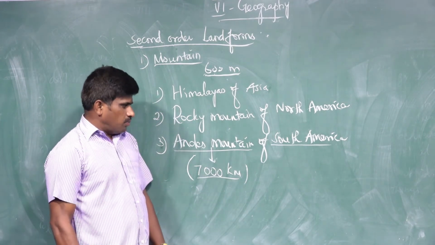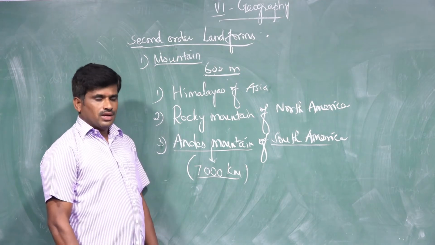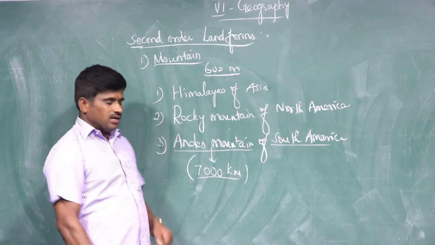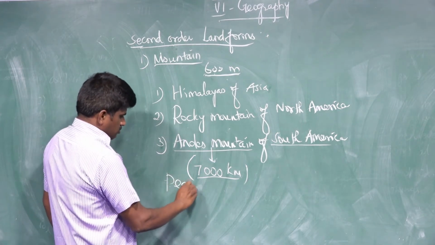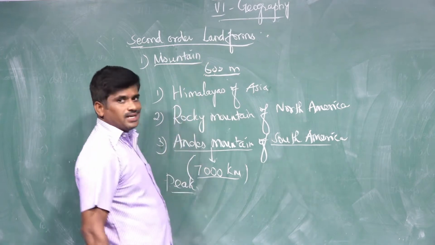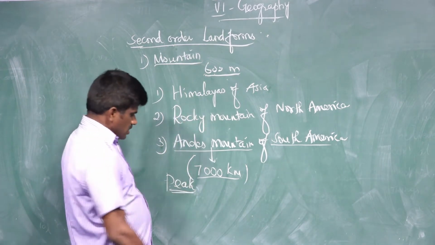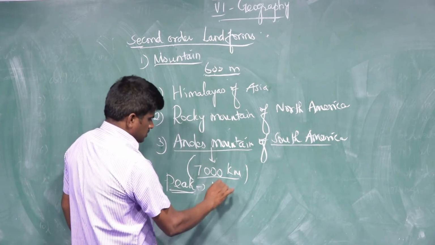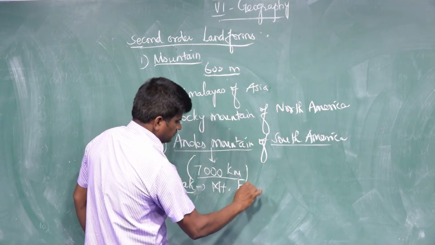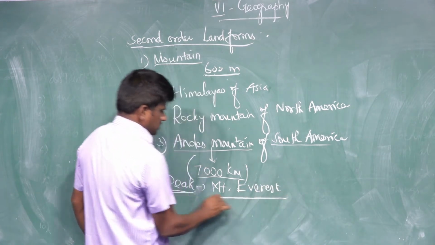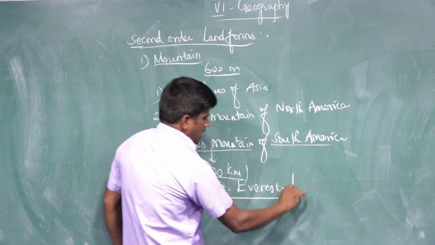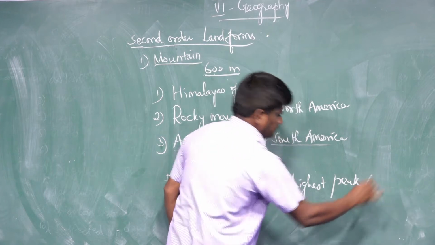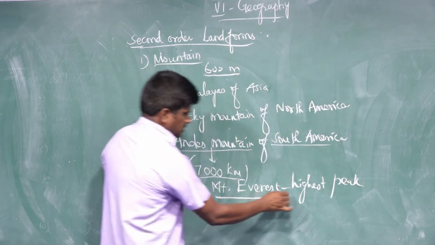The mountain point which has the height is called its peak. Let's see one of the interesting, important peaks in the world, that is Mount Everest. Mount Everest is the highest peak in the world.